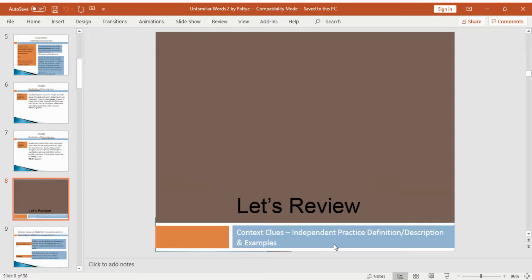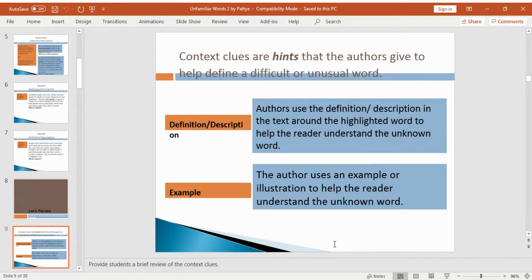Now let's review what we have learned so far about using context clues. We know that context clues are hints that the author gives us to help us define the meaning of a difficult or an unusual word.